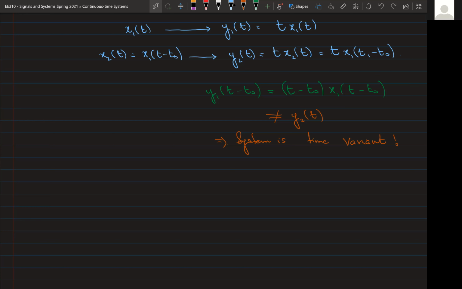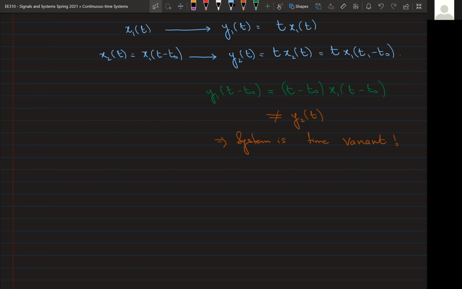Sir, can we safely say that if there is a t outside the input, then the system is time variant? No, not necessarily. This is one example of such systems, but there would be many others. And perhaps in the homework problems, the end of chapter problems and other examples in the textbook as well, in your readings, you'll find many examples of systems which are time variant, yet they do not have a t outside.